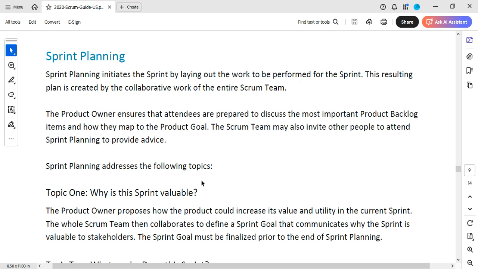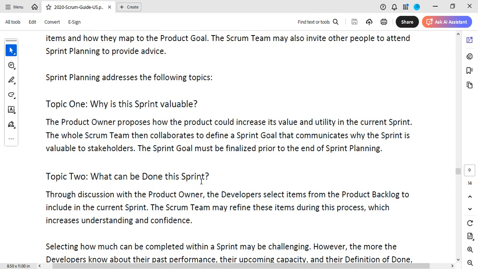The product owner ensures that the attendees are prepared to discuss the most important product backlog items and how they map to the product goal. So the product owner ensures that everyone who needs to be there is there, and also that whatever has been discussed is mapped towards the product goal. The Scrum team may also invite other people to attend sprint planning to provide advice. Maybe people that may have one or two things to add, so that they can contribute towards the sprint planning. So sprint planning addresses the following topics.